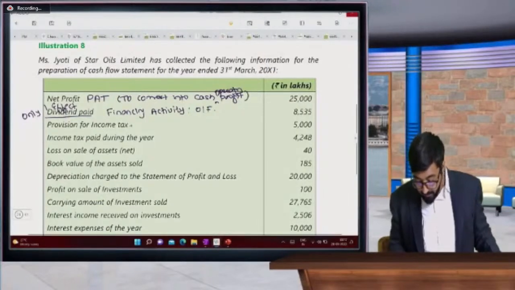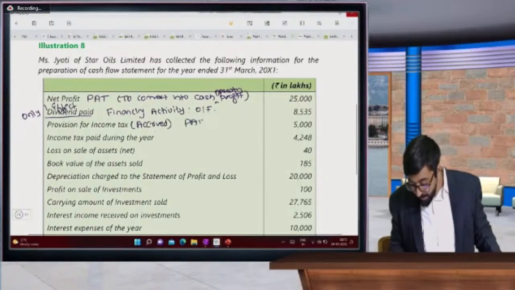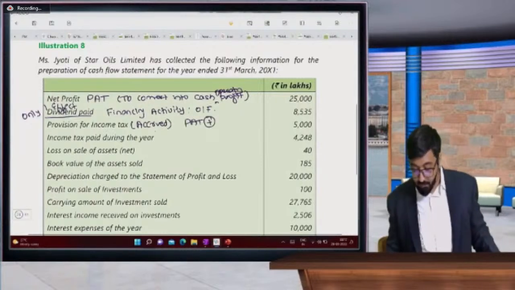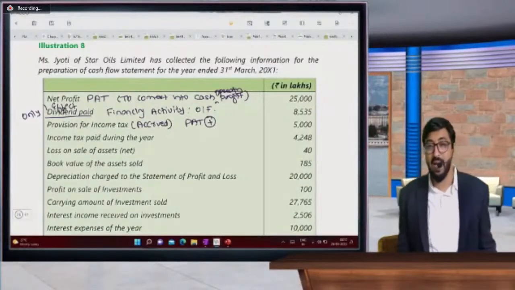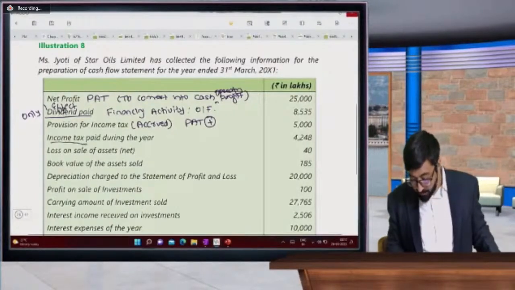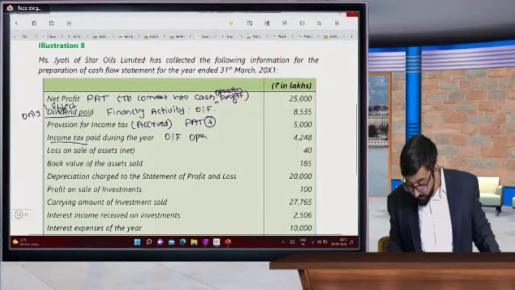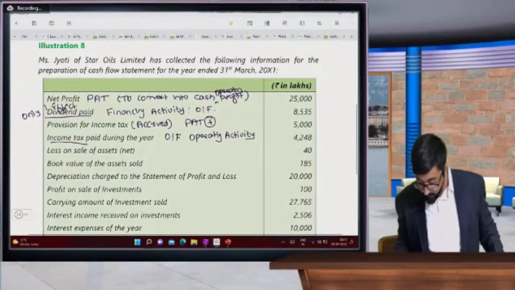Provision for income tax. So this is accrued. Accrued means we will add in PAT. Accrued means add to PAT. And income tax paid, outflow. Operating activity, separate head. Operating activity, outflow.